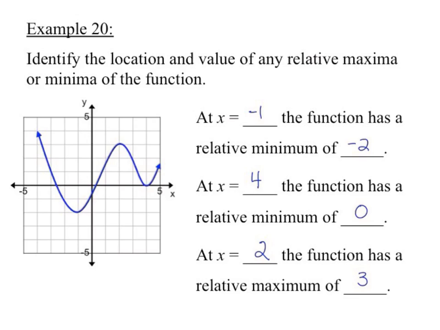Identify the location and value of any relative maxima or minima of this function. So at x equals -1, right here, we have a minima of -2. At x equals 4, we have a minima of 0, the y value is 0. And at x equals 2, we have a maxima, that's the hill, of 3. So you're going to just find the x value and the y value of the hills and valleys.